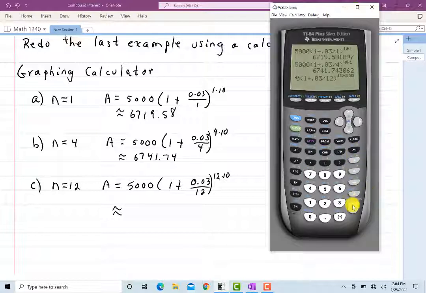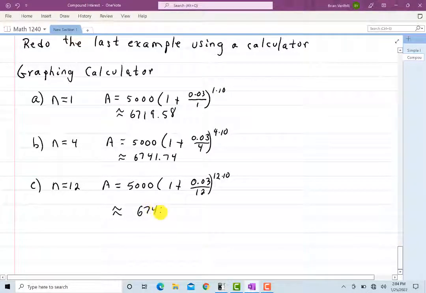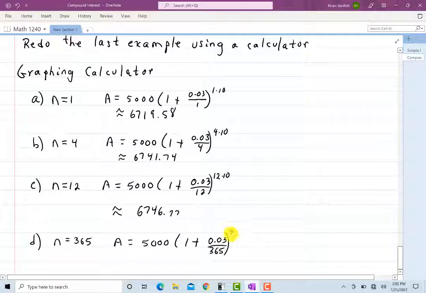So the graphing calculator provides us with by far the easiest way to do these things. 6746.77. And then finally, n equal to 365. My A will look like 5,000 times 1 plus 0.03 divided by 365 to the 365 times 10.